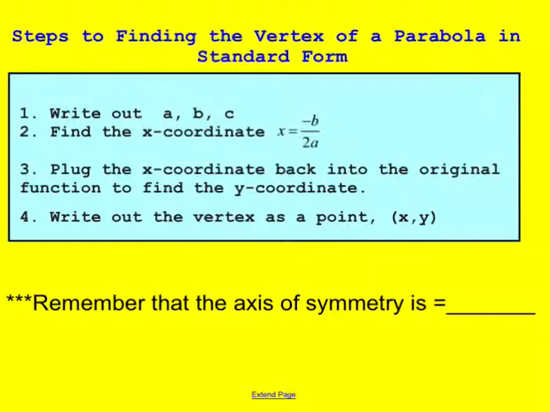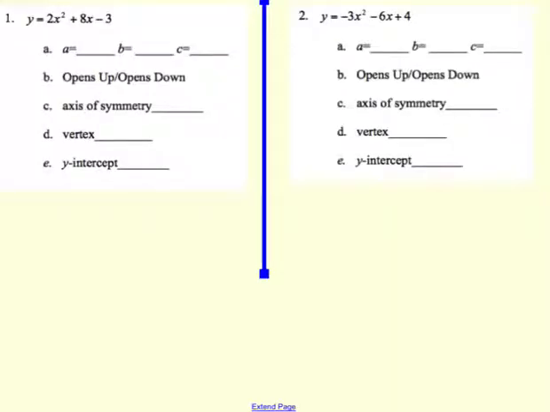Once you get your x-coordinate, you can plug it back in for each of the x in the original equation to figure out what your y is. Then you'll have a point x and a point y, and you can write out the vertex as a point (x, y). To calculate the axis of symmetry, you're going to use the same formula as you do for the x-coordinate of the vertex, because the x-coordinate of the vertex does represent the vertical line of the axis of symmetry. So the two formulas are actually the same. Let's go ahead and take a look at putting this into practice.